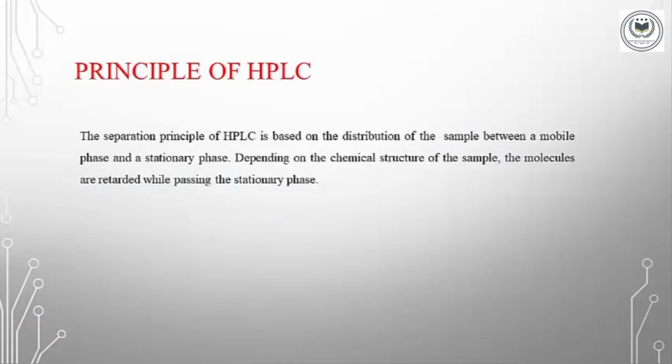Principle. The separation principle of HPLC is based on the distribution of the sample between a mobile phase and a stationary phase. Depending on the chemical structure of the sample, the molecules are retarded while passing the stationary phase.